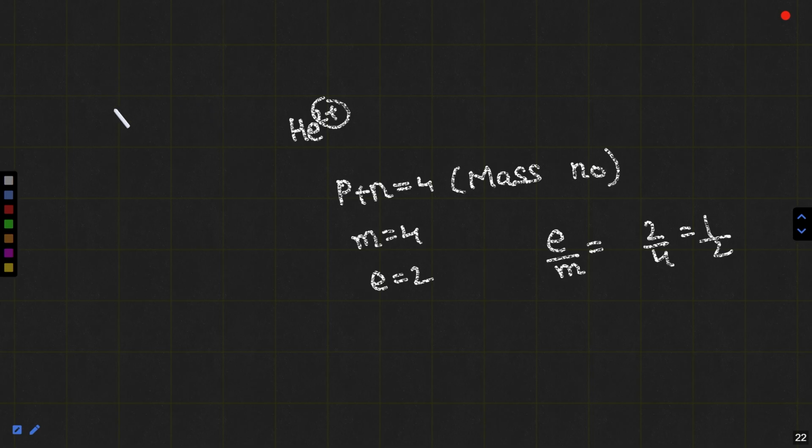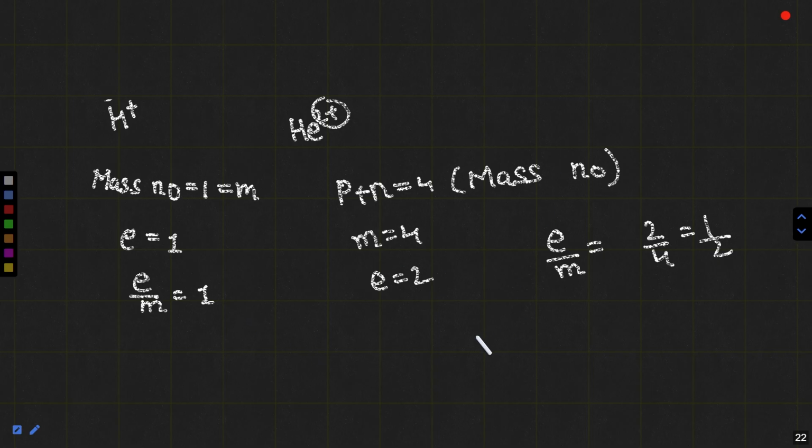Then we will calculate it for the proton. We can take it simply as H plus. H plus is what? A proton. It has no neutrons, so it is simply a proton. If it is a single proton, then the mass number will be 1, which is your m. What will be the charge? The charge will also be 1. Therefore, the e/m ratio will be 1 in this case.